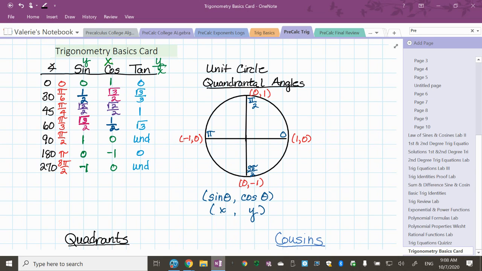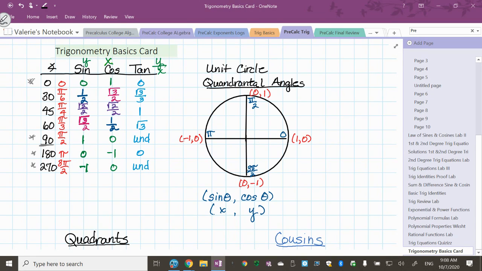So at the top, I put trigonometry basics card, and the first thing I put on there is the table of values. If you'll notice, I go up through quadrant 1 right here, and then I have the quadrantal angles there as well with 0, 90, 180, and 270. I don't put 360 because it's the same as 0, so it'll match the top line.